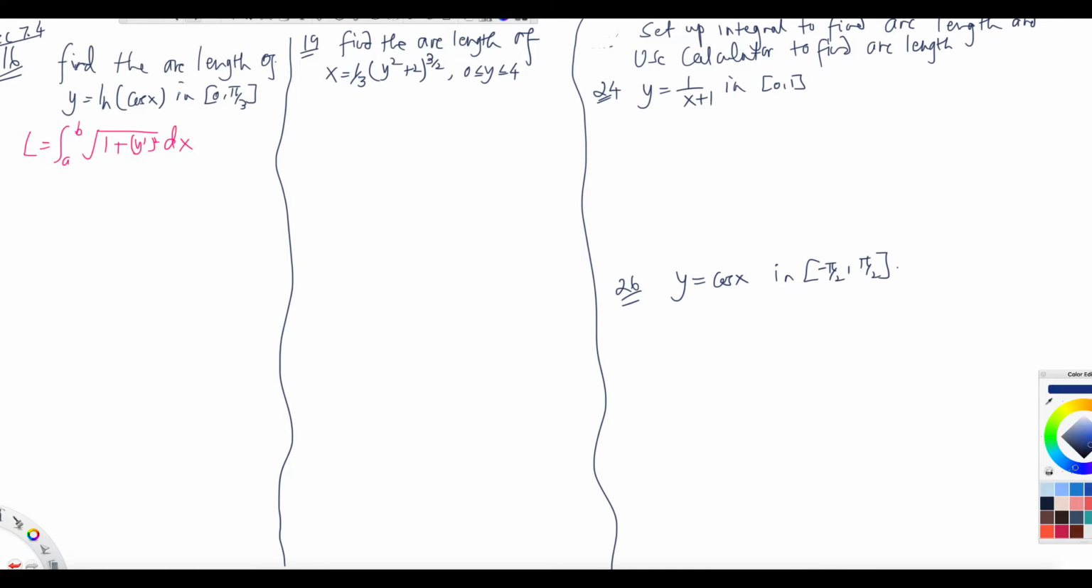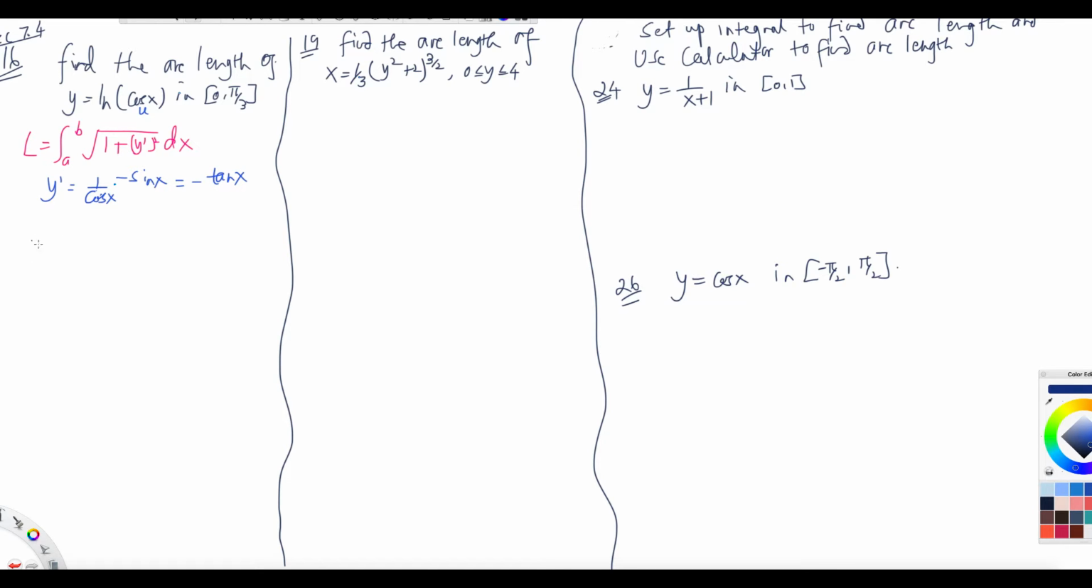So y prime is the derivative of natural log of u. What is the formula for the derivative of natural log of u? It is 1 over u times u prime. What is the derivative of cosine x? Negative sine x, right? U is basically cosine x, so we get 1 over cosine x times negative sine x, because the derivative is 1 over u times u prime. So basically you get negative tangent x, right?